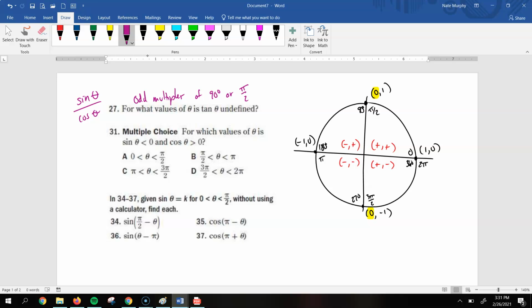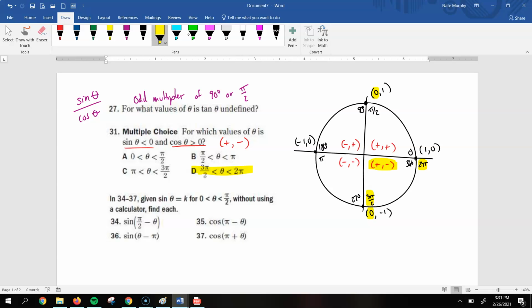All right, 31. It says, for which value of theta is the sine of theta less than 0 and the cosine of theta greater than 0? So where is the cosine going to be greater than 0? That's where x is positive. And where the sine is less than 0, that's where the sine is negative. That's going to happen in quadrant 4, because quadrant 4 is where the cosine is positive and y is negative. The way we describe that is between 3 pi over 2 and 2 pi. So your answer would be D for number 31.